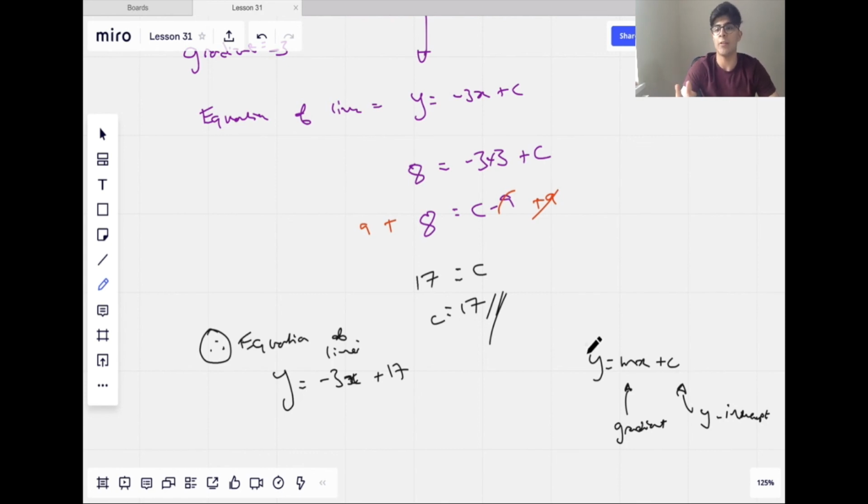And now that we have that equation, it's really easy to plug in numbers. So once we find the gradient, we can just plug in the gradient here, and then we can find c by solving the equation, by putting any point we have in it, sticking that in, and we can then find the equation of a straight line. But yeah, hopefully that all made sense.